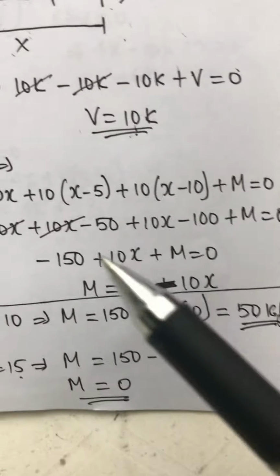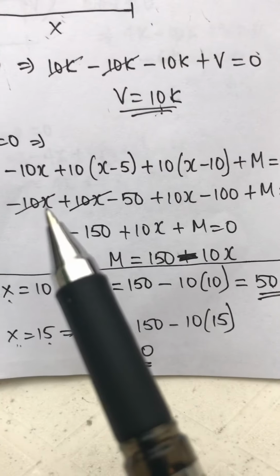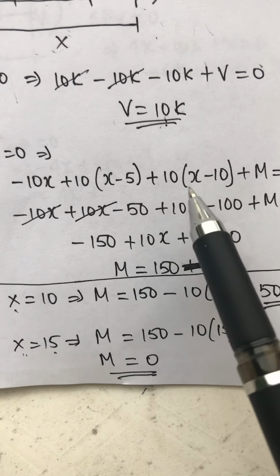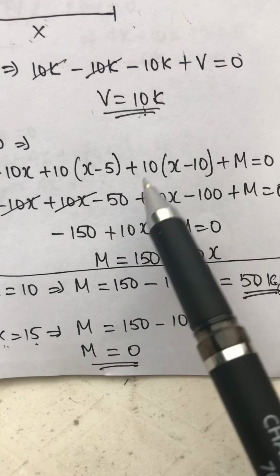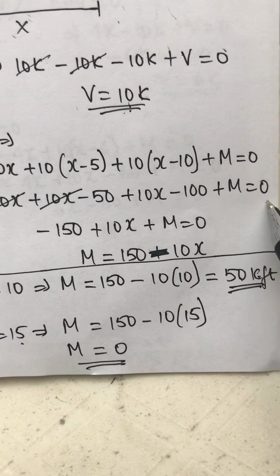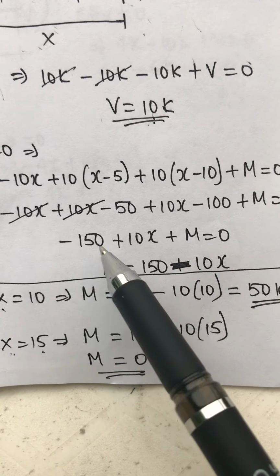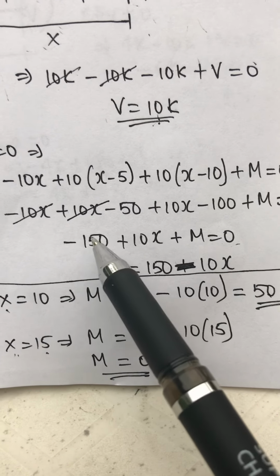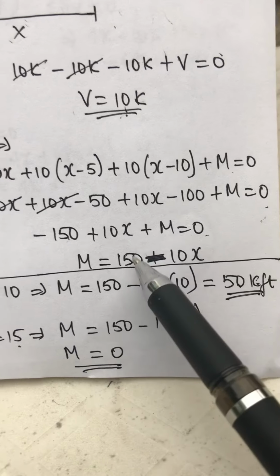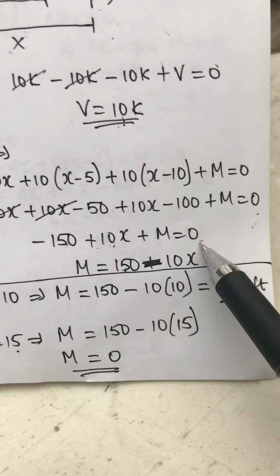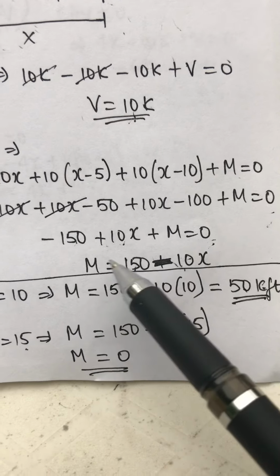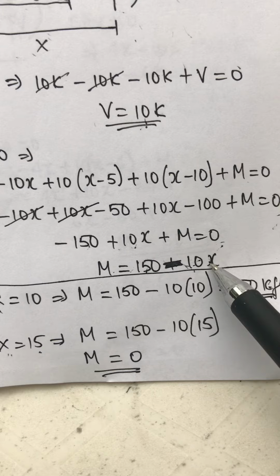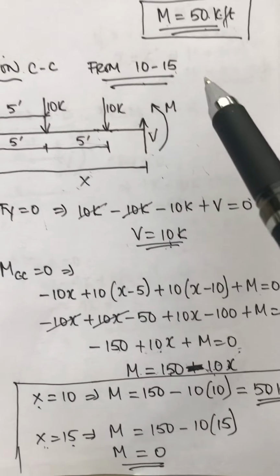If you solve this equation, what you have is 10x minus 50 plus 10x minus 100, 10 times 10, plus M equals 0. So you get minus 150 plus 10x plus M equals 0, and M is, when minus 150 goes to the other side, it becomes plus, and plus 10x goes to the other side, it becomes minus 10x. So the equation is M equals 150 minus 10x, from 10 to 15.